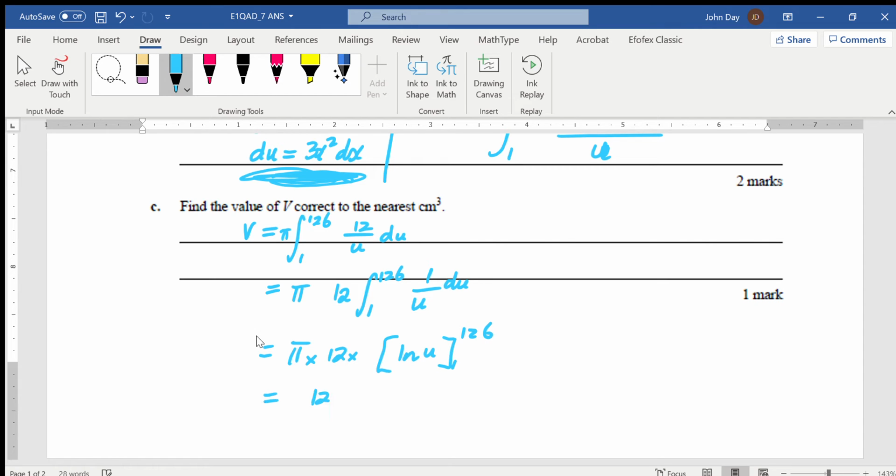So it's 12 pi, and then you've got your natural log of 126 minus the natural log of 1. Natural log of 1 is 0, so then it'll be 12 pi times the natural log of 126 will be what the answer is there.